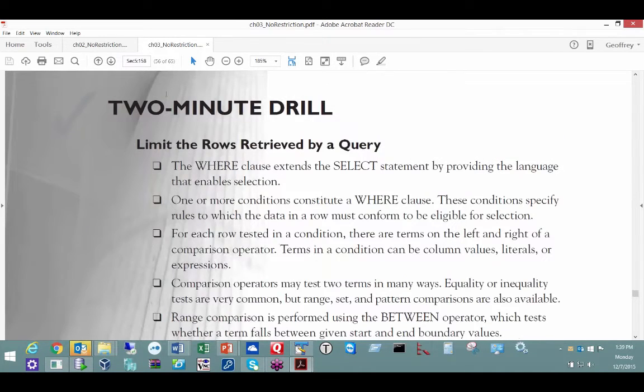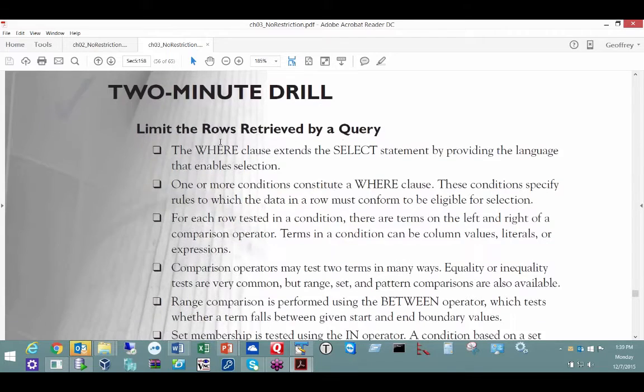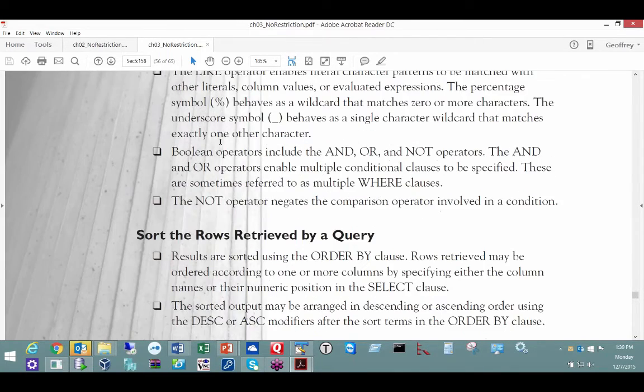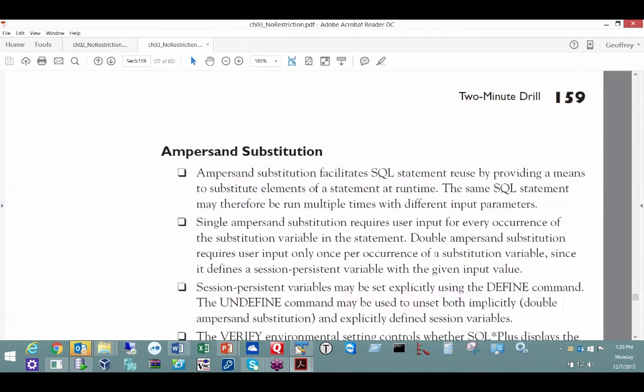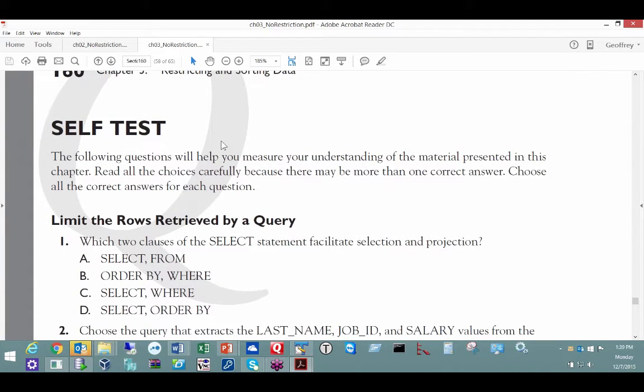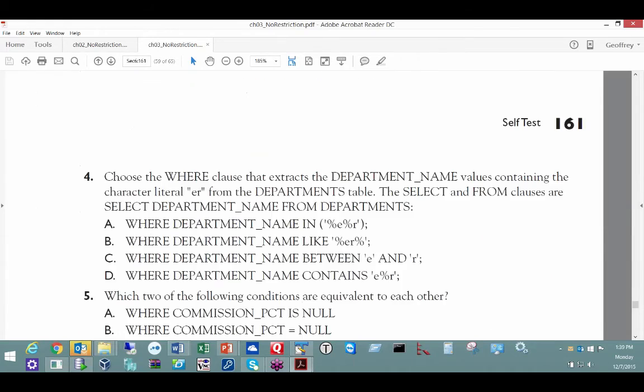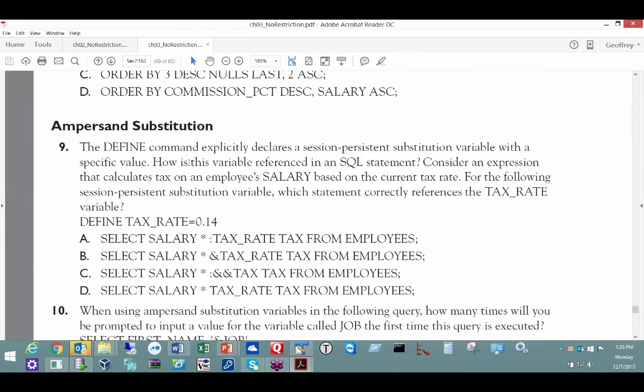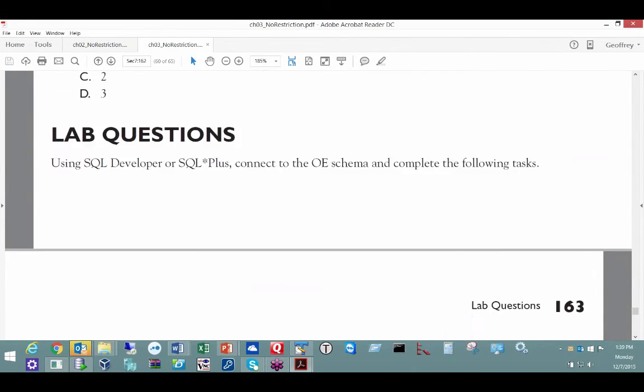Beyond that, there's a little drill to help you, with questions to ask yourself to make sure you understand it. And then there are 2 things. There's a self-test, which is geared more to the exam. I'm going to have you do some of the self-tests, but not all of them by a long shot. There's a self-test, and then there is a lab question.